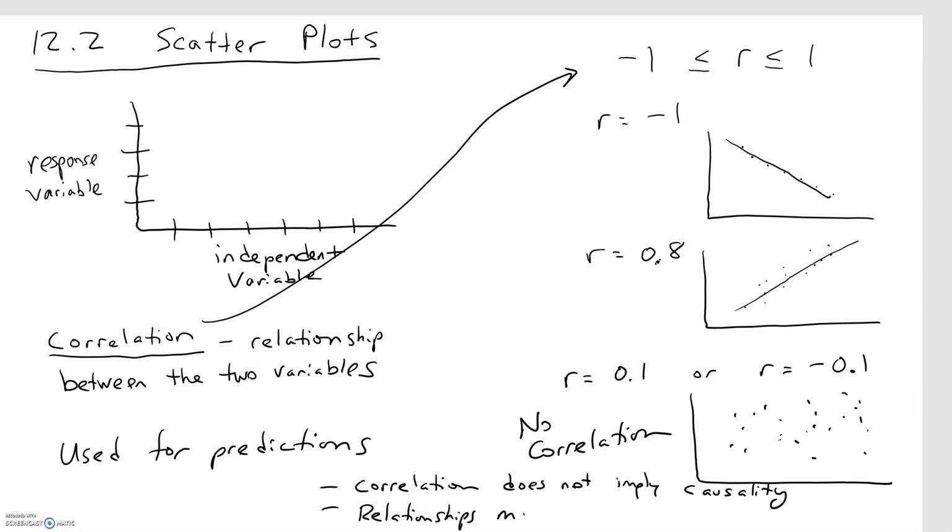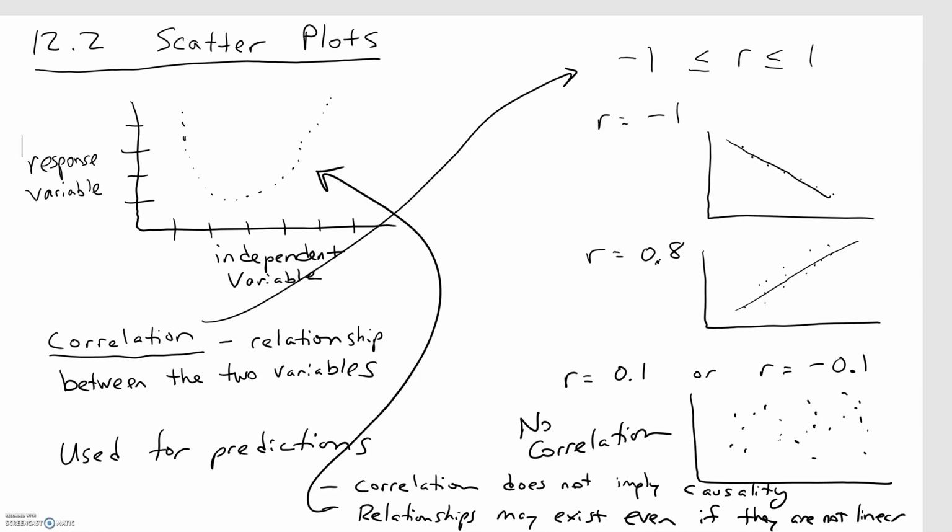Relationships may exist even if they are not linear. What do you mean, Mr. Everett? Well, we could have a scatter plot that has a relationship, and so we would say, there's a relationship here. It's just not a linear relationship. This would be something we've seen in algebra. This would be a quadratic relationship.